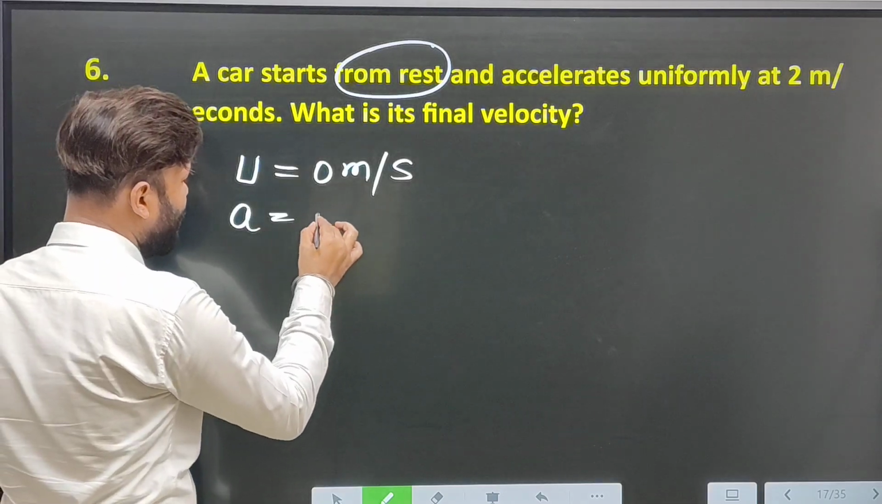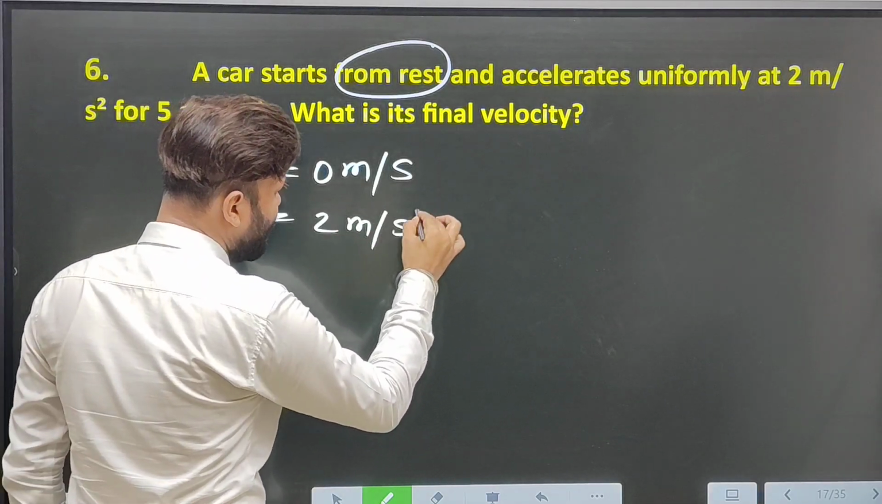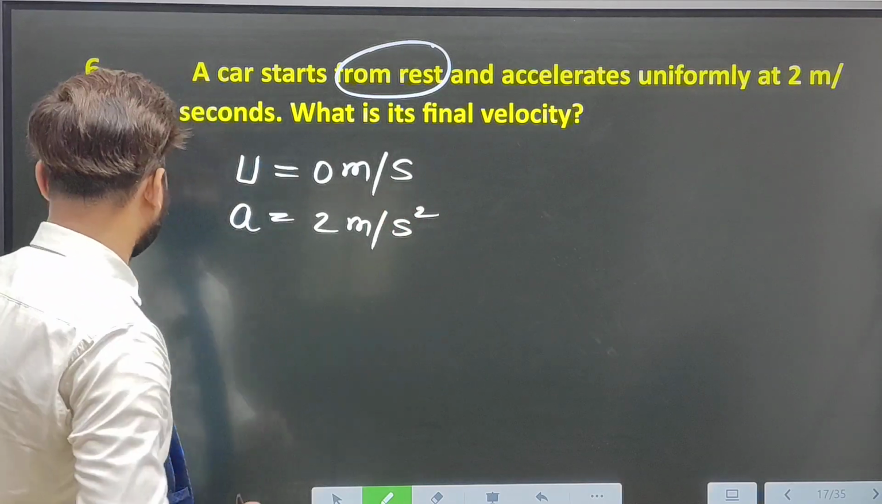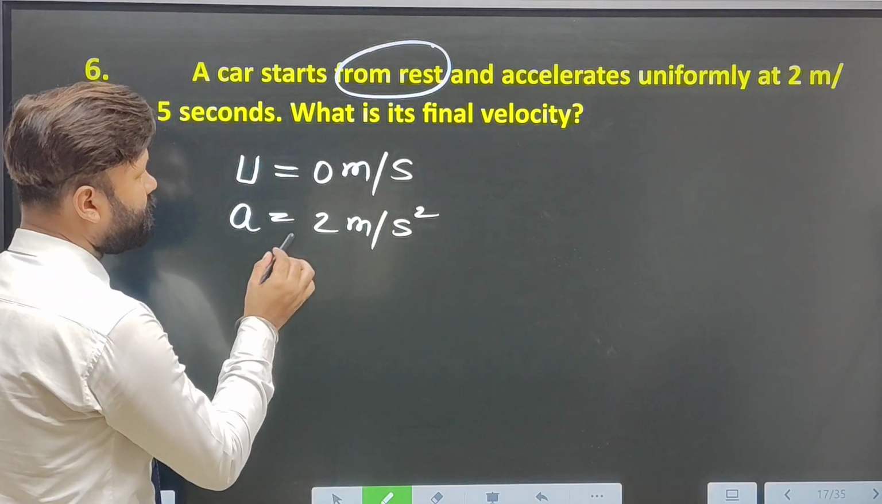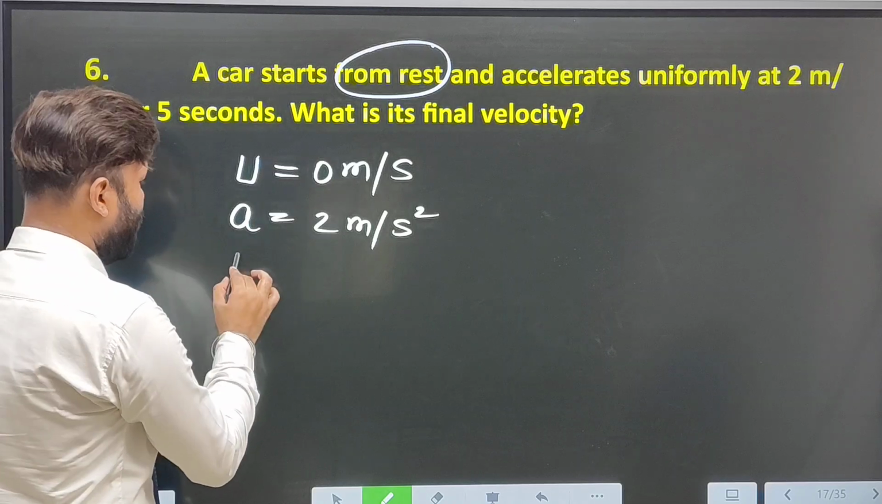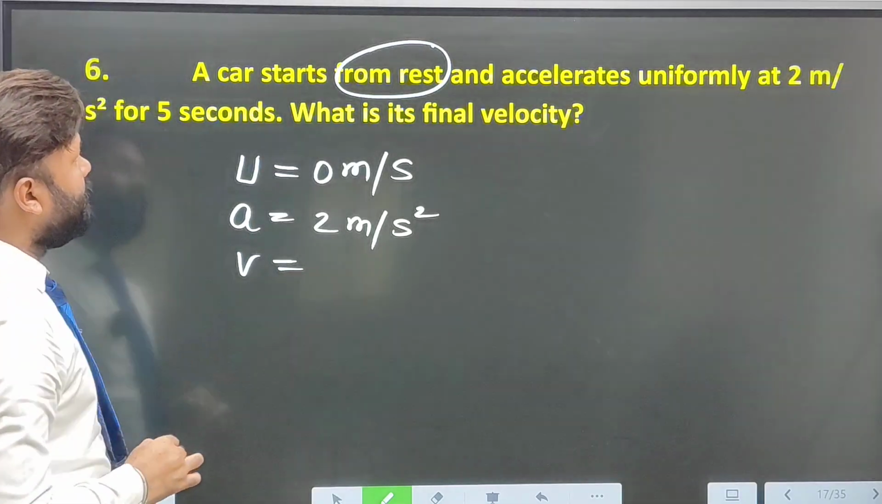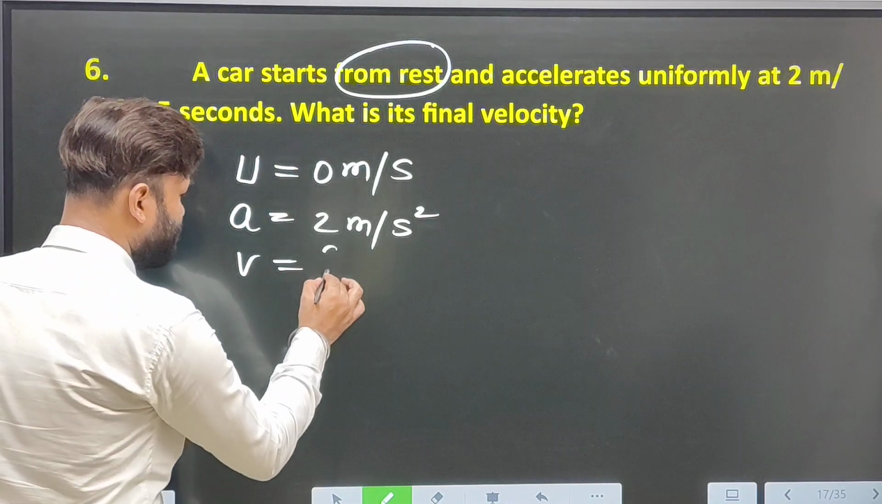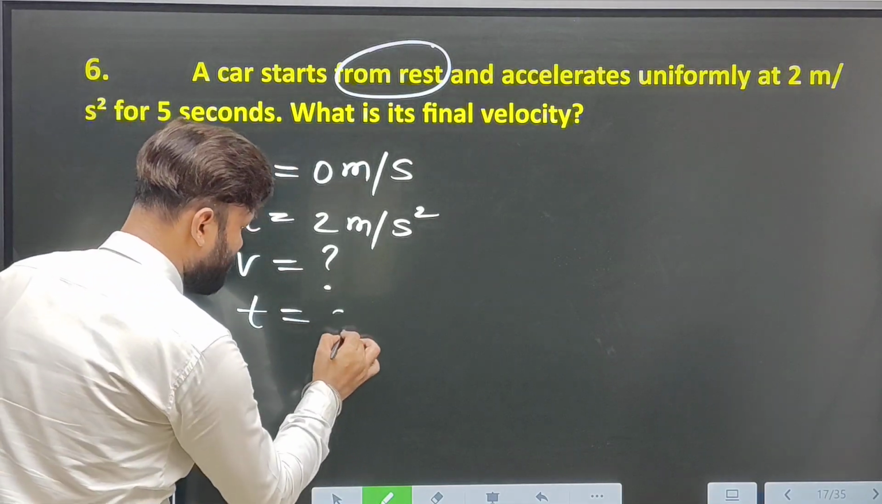It accelerates uniformly at 2 meter per second square. So acceleration is given, 2 meter per second square, student. What is its final velocity, that you have to find. So u is given, a is given. We have to find final velocity. And time is given, 5 seconds.